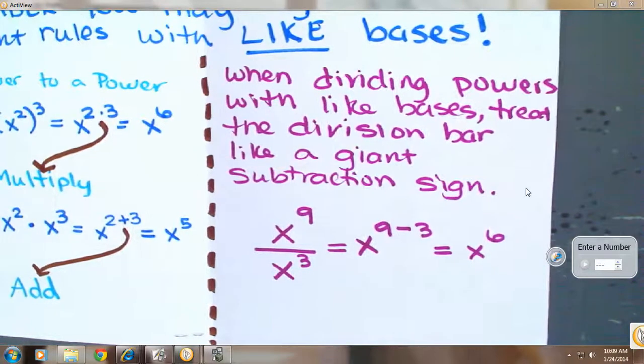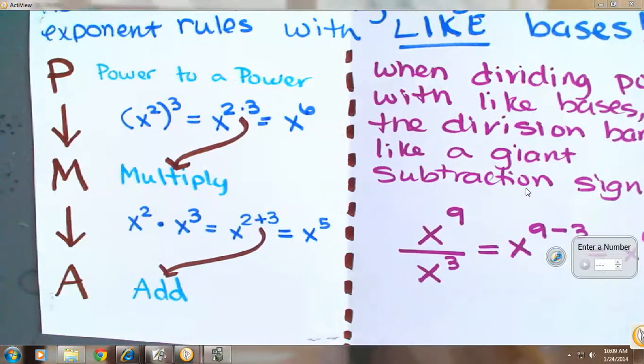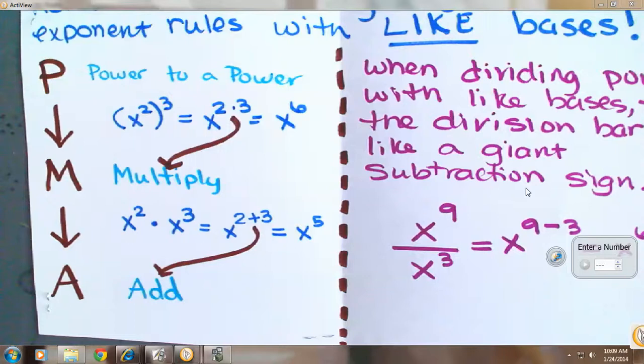Now you still have to remember about the PMA. Power to a power, you multiply. When you multiply your bases, you add. Because what we're going to do is take all three of those rules: power to a power, multiplying our bases, and then division. We're putting all those three things together today to simplify our exponents. So I'm going to give you guys a note sheet, and we're going to go through some of these examples together.